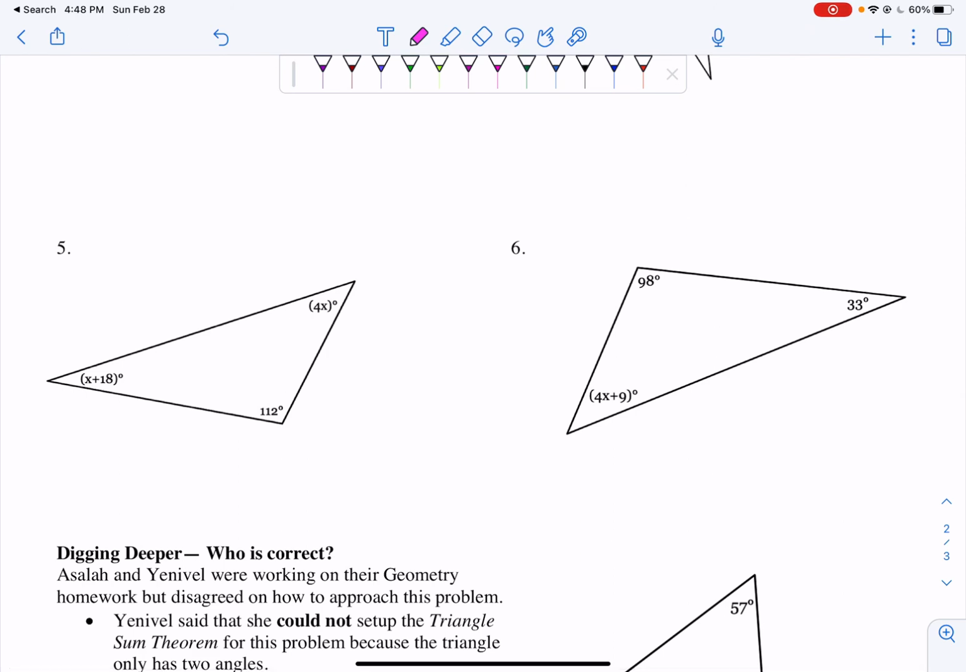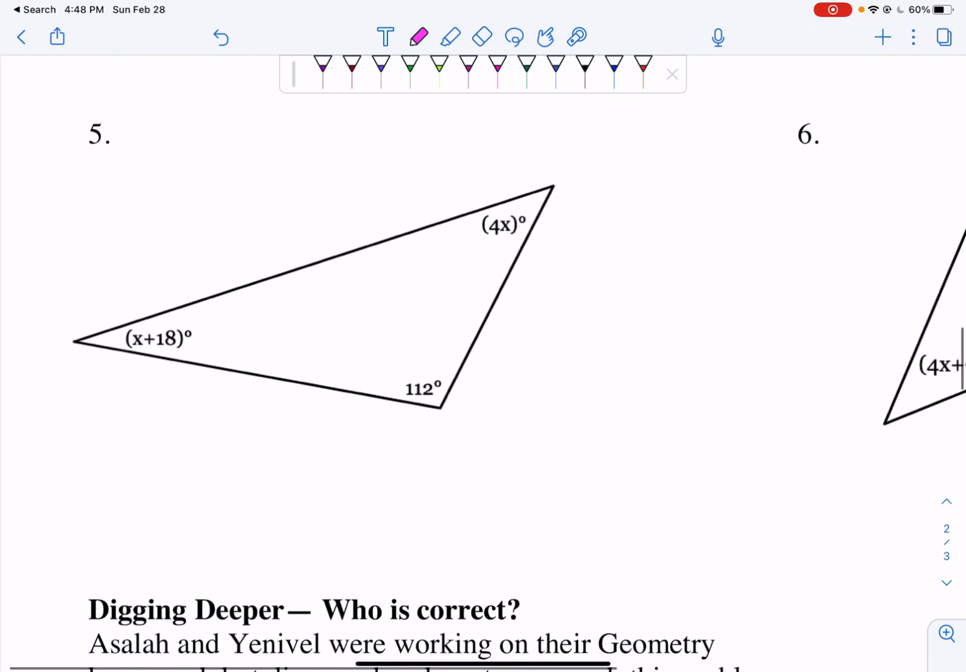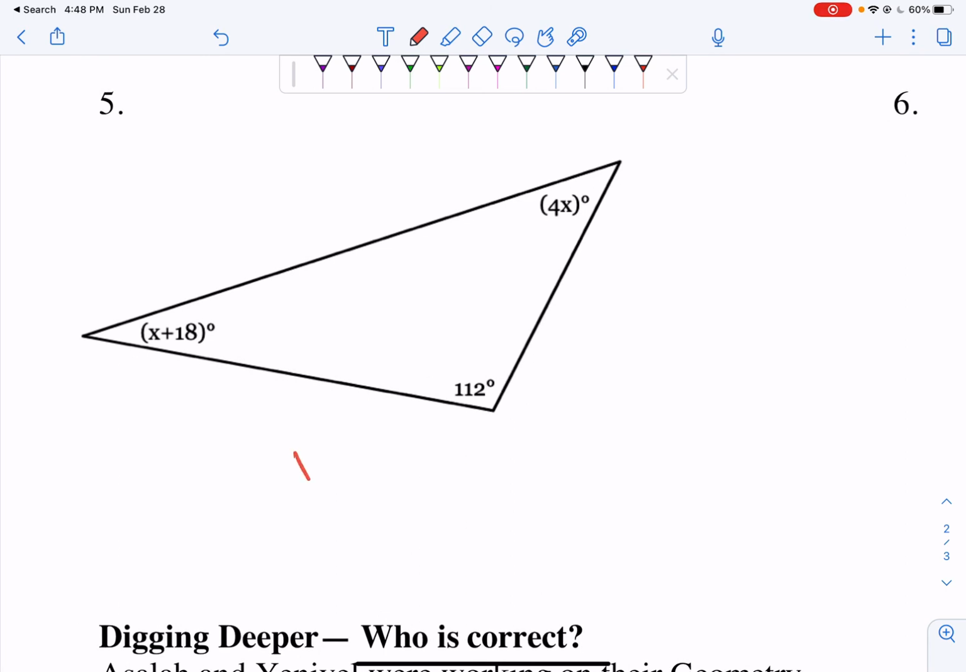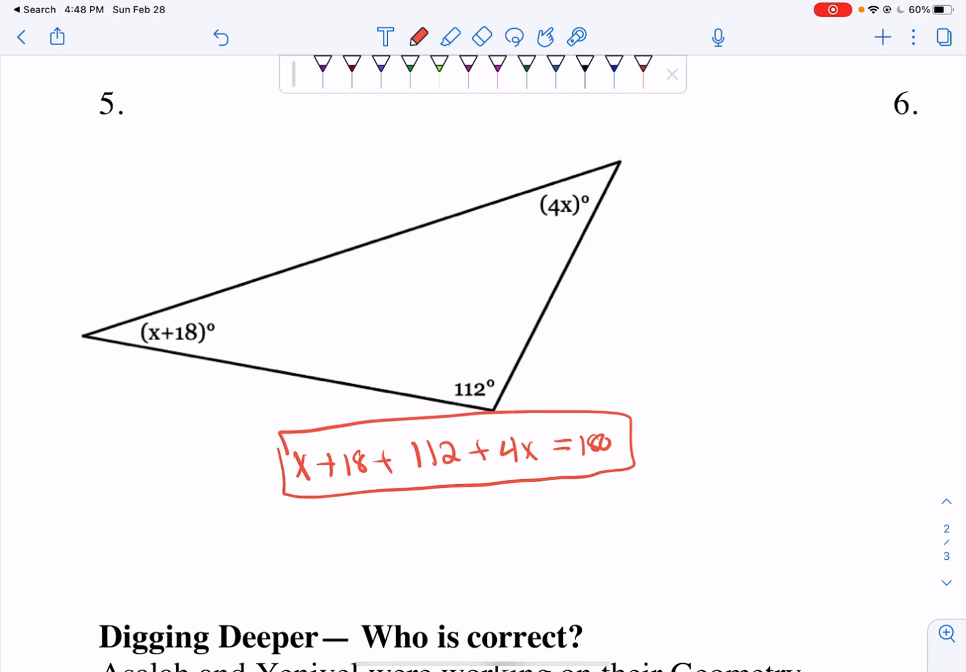Number 5. Again, I have 3 interior angles. I take them, I add them up, and I set them equal to 180. So my setup for this would be x plus 18 plus 112 plus 4x equals 180. And that's my final answer.